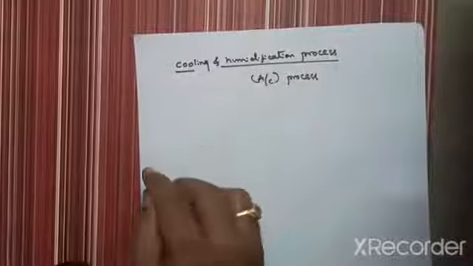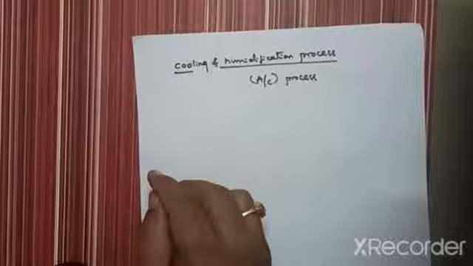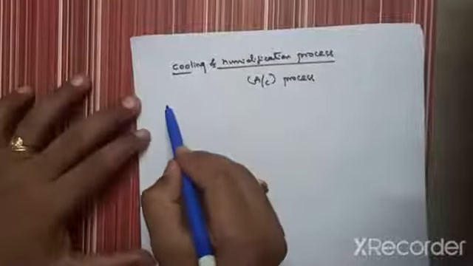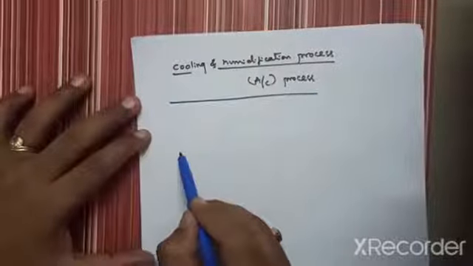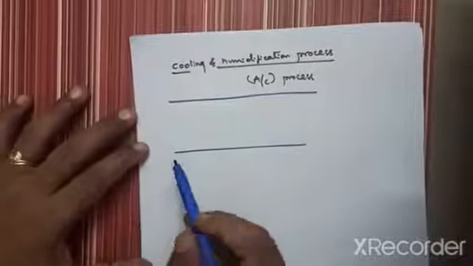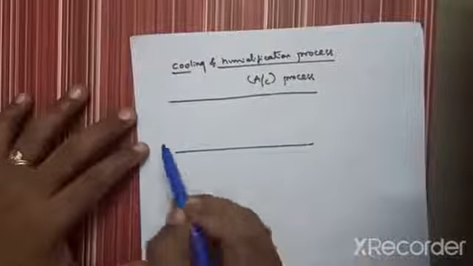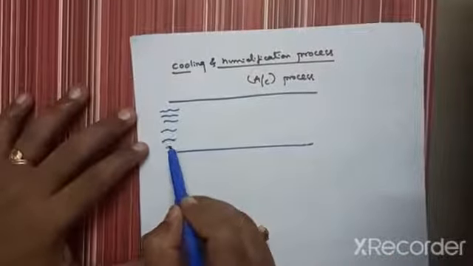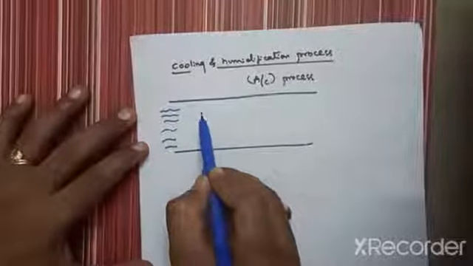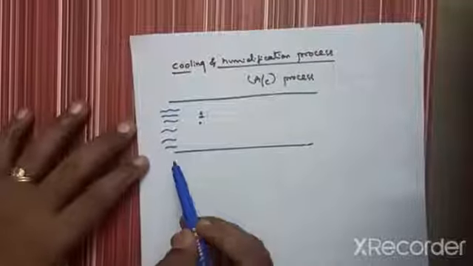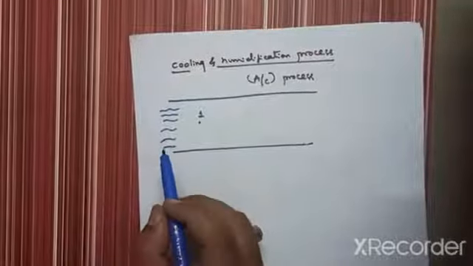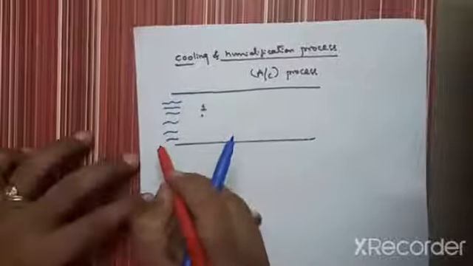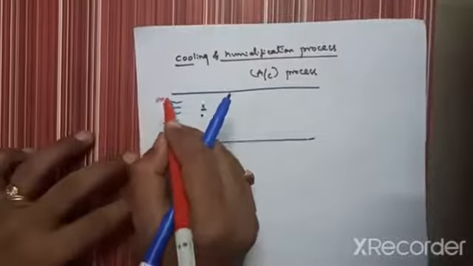Now to understand cooling and humidification, first I will take one small simple sketch. Here is one sketch I have taken, one pipe. Here atmospheric air is flowing. So point number 1 here is unsaturated air.